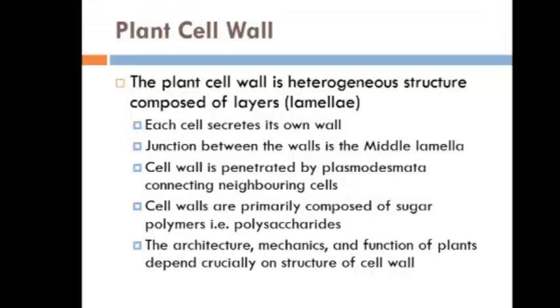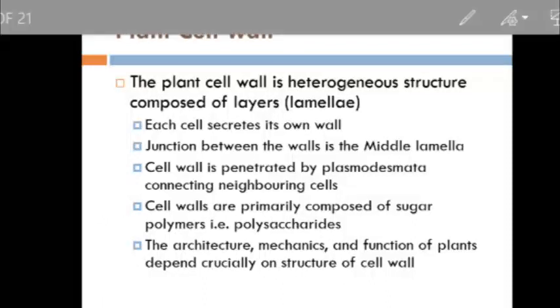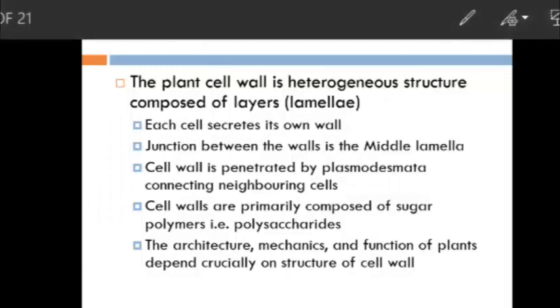Plant cell wall. We proceed with the plant cell wall. Plant cell wall is a heterogeneous structure composed of layers. As I said, heterogeneous ime contain vitu tofauti tofauti. Kwa hiyo ime contain layer tofauti tofauti sana. Plant cell wall ina layer tofauti tofauti. Kuna cell wall, kuna cell membrane, pale katikati pale kuna middle lamellae ambayo ina differentiate pale. Hizi lamellae tunaita ni layer.